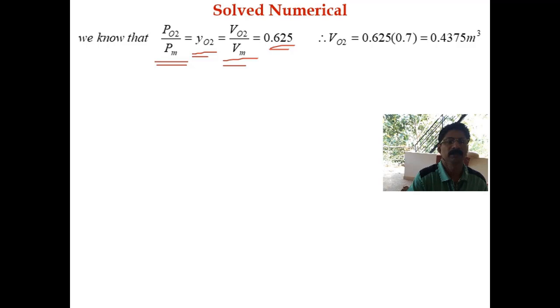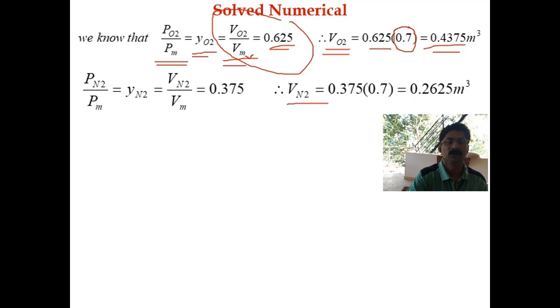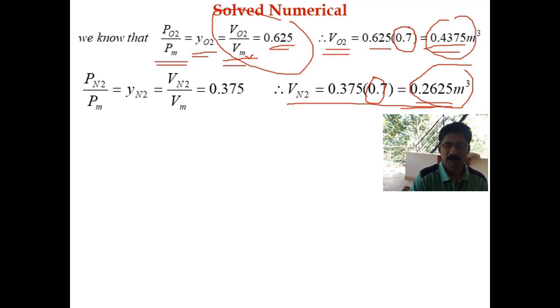From this expression you can find the volume of O2 as 0.625 into the total volume of the mixture, Vm, that is 0.7, so you get 0.4375 meter cube. Similarly, you can find the volume of N2 as 0.2625 meter cube. Now you can observe that if you add these two volumes, the volume of oxygen and nitrogen, you get the total volume of the mixture, that is 0.7 meter cube. That is very, very important here.